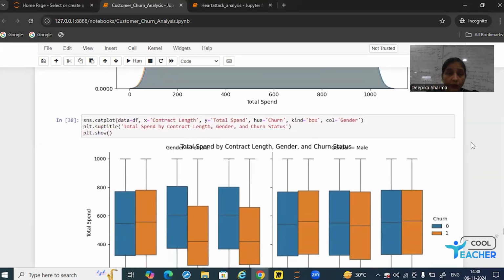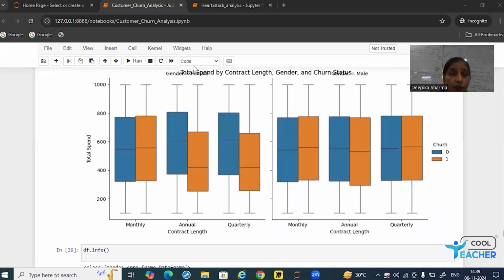If I want to analyze more as per the data, here we can see what the contract length is, how much the spend is, and what the churn rate is. And what is the kind here? Here I want to make a kind box plot, along with contract length and total spend. The third column is hue, where the churn rate will be 0 or 1. And the fourth column is gender. So for the female, a separate Seaborn plot will be created, and for the male, a separate plot will be created. So let us check this case.